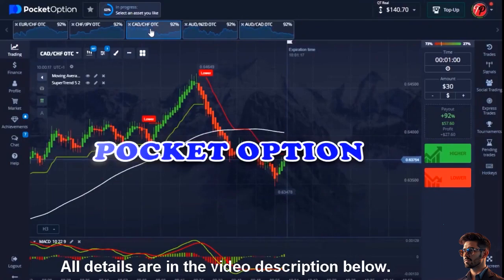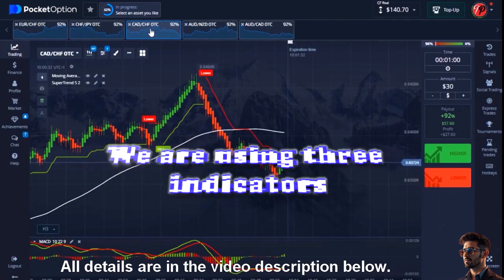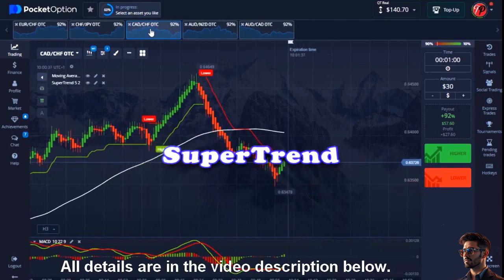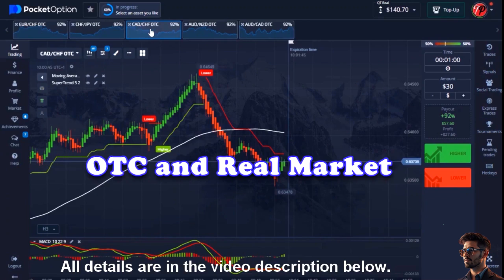Trading again with Pocket Option, and over here I have something very important to show you guys. We're using three indicators. The first indicator is the moving average. The second one is Super Trend, and the last indicator I use is MACD. All right, this strategy actually works very powerfully with OTC and at the same time with the real market.